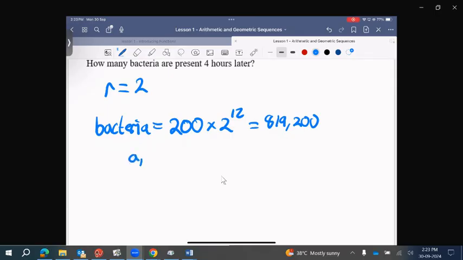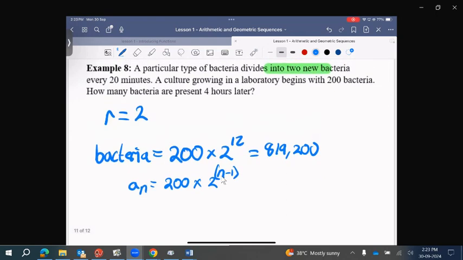Taking a more systematic approach to this one, if we're trying to find it in the sequence, it would be 200 times 2 to the n minus 1. Now, our first term in the sequence is when we're at 0. So at 20 minutes, it's at the second term in the sequence, and so on. All right, let's finish there for today.